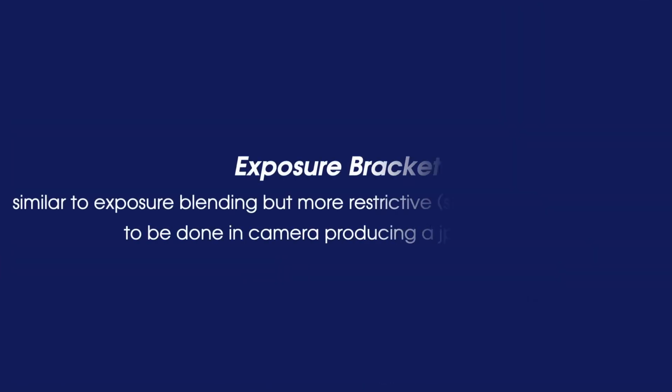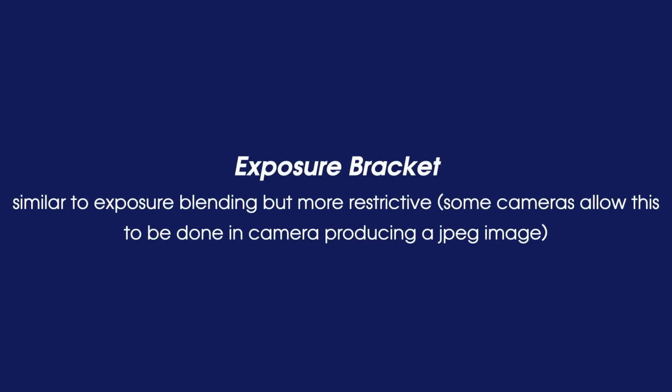The last method we're looking at is exposure bracketing. Very similar to exposure blending, but a little bit more restrictive in that you nominate how many stops over and how many stops under you're going to take. Some cameras allow this to be done in camera producing a JPEG image, but we're doing it manually and we'll be editing the final result in Lightroom.